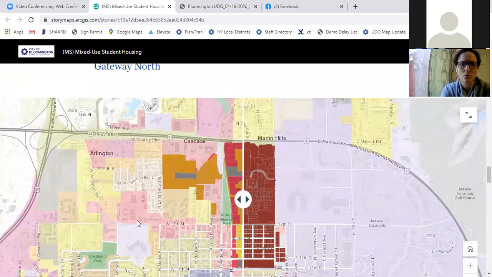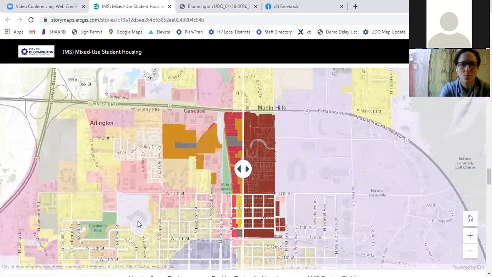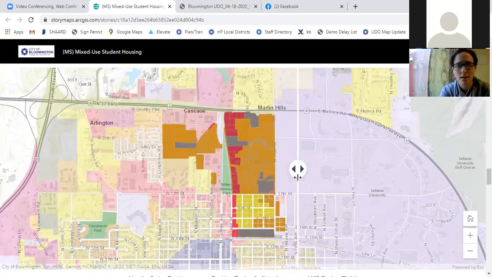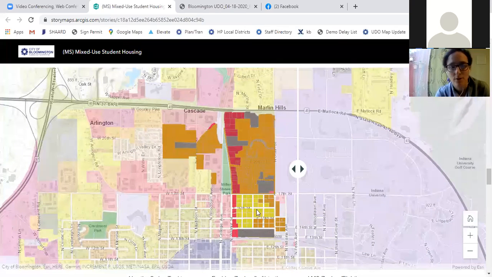So the first one we'll look at today is Gateway North. And you can get on and see this as well. So this is the existing zoning that came through with the conversion map in April. And you can see, again, traditional single family down here on the south side, and then multifamily and commercial primarily on the north end.